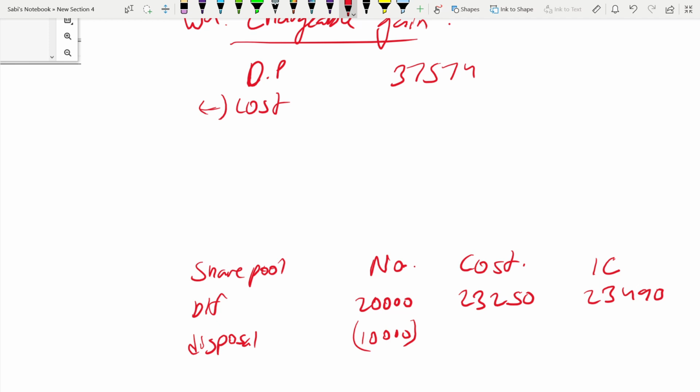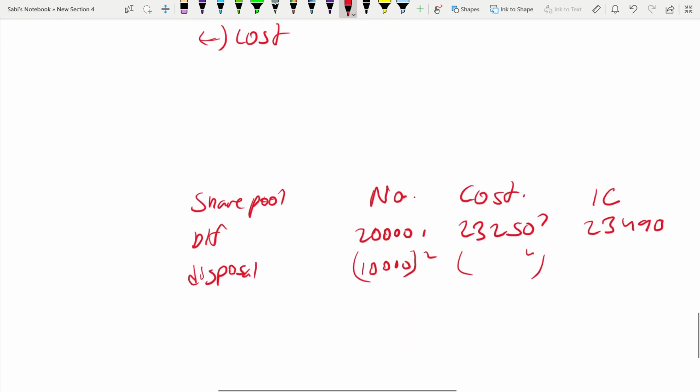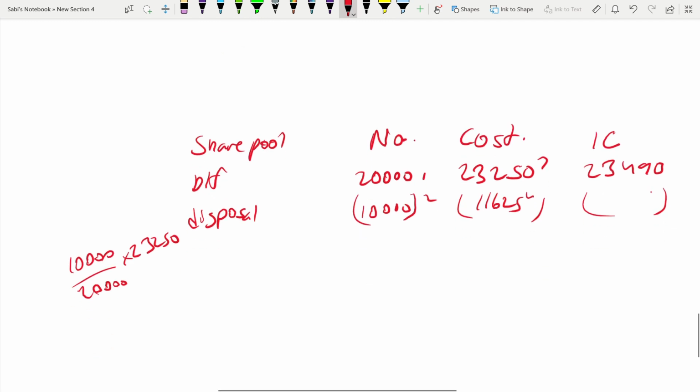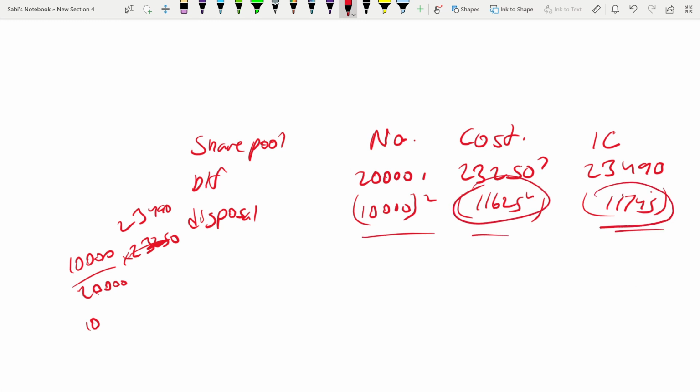Because you don't have anything on the same day and previous 9 days, you have to take from the share pool. This is the missing number we are finding out. How do you get it? It is simply 10,000 divided by 20,000 into 23,250. So 11,625. Same way this also, index cost: just change this to 23,490, 11,745. Okay, so this and this you need.